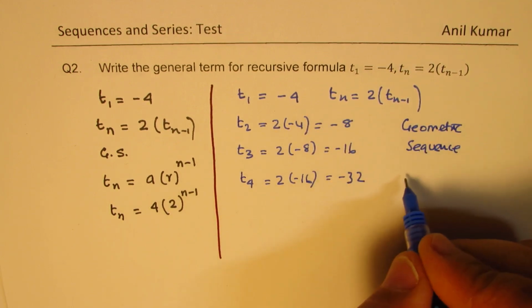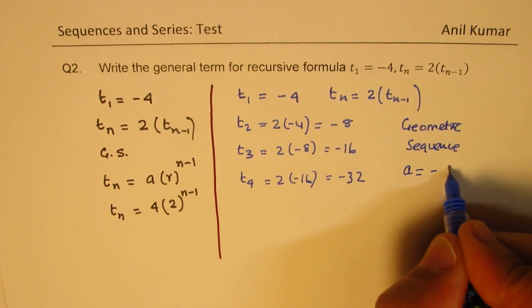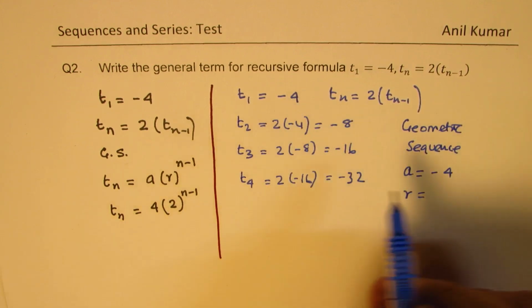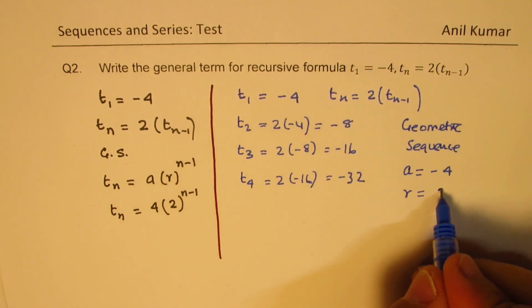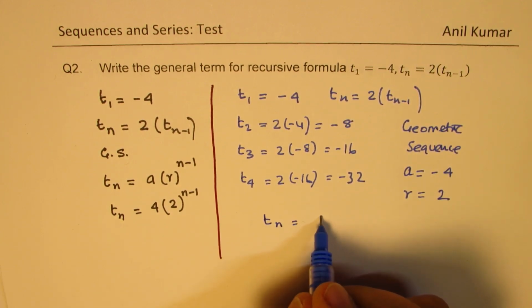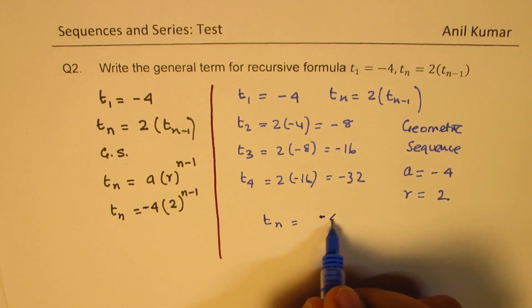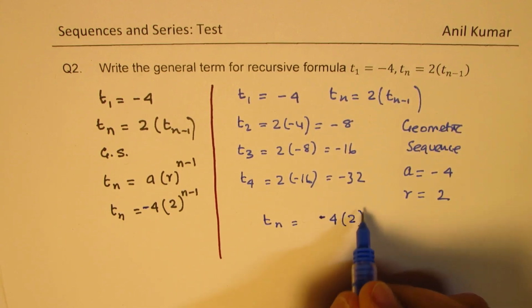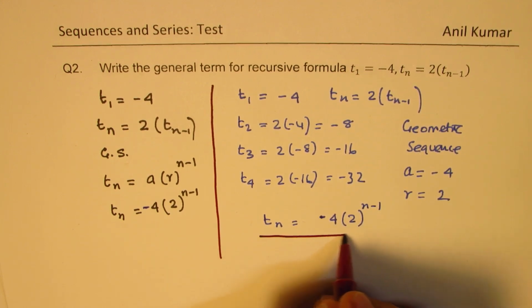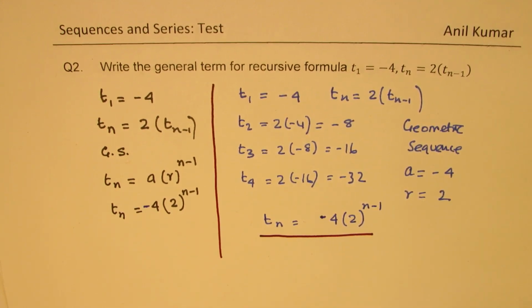Now, since it is a geometric sequence with the first term as minus 4 and the ratio r as 8 over minus 4, both negatives cancel, equals 2. You can write the general term Tn equals, first term is minus 4, so minus 4 times 2 to the power of n minus 1. That becomes our solution for question number 2.